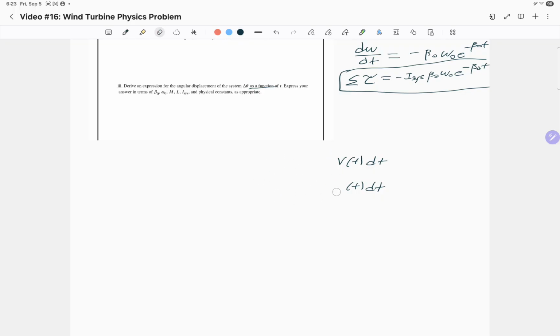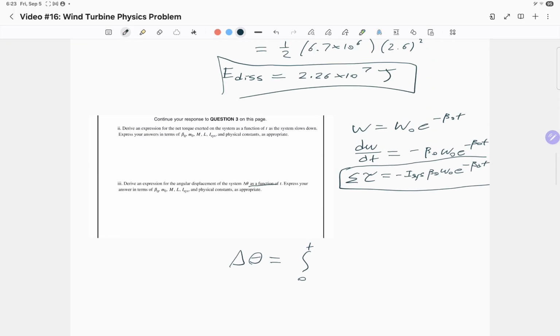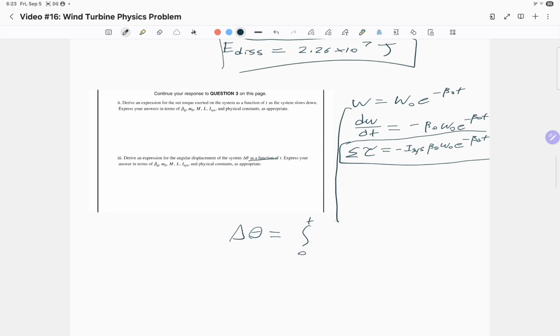So we know that to get from angular velocity to angular displacement, we need to integrate, but what are our limits? So we'll have delta theta, angular displacement, equals the integral from t equals 0 to t equals t of, what was our function? We'll bring this down here. Omega sub 0 e to the negative bt dt. Okay. So now if we continue with this, we'll pull out the omega sub 0, leaving e to the negative bt dt.